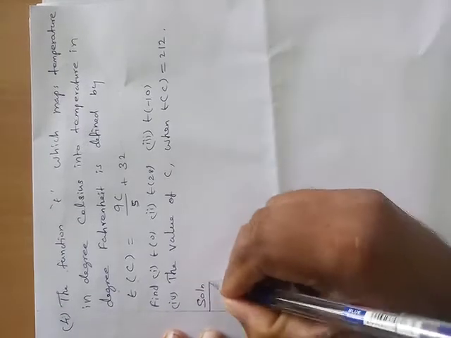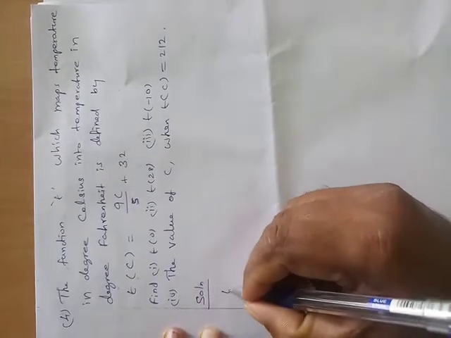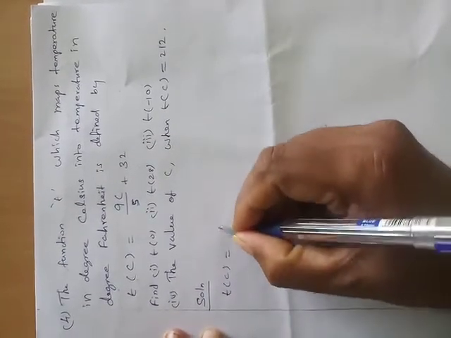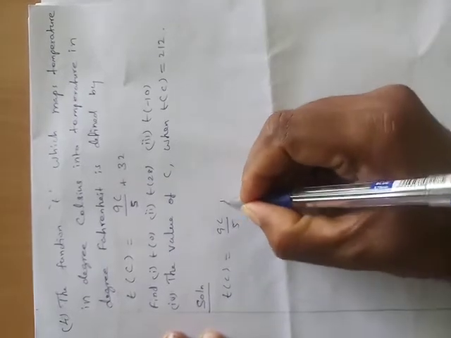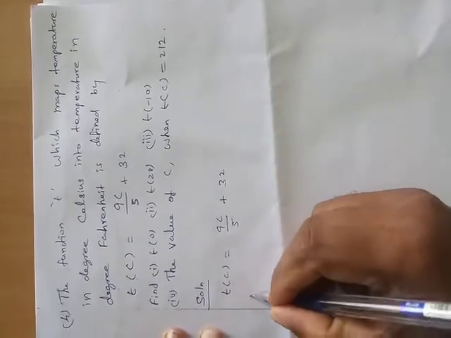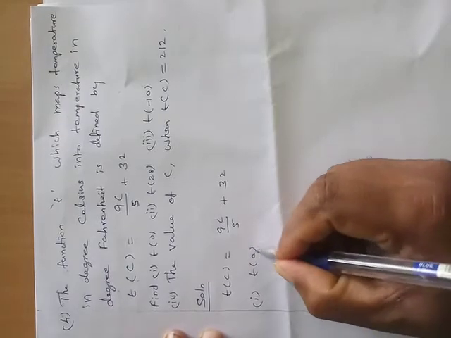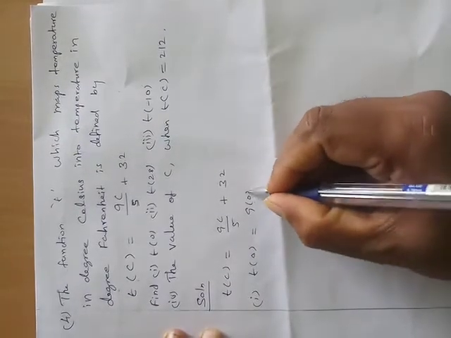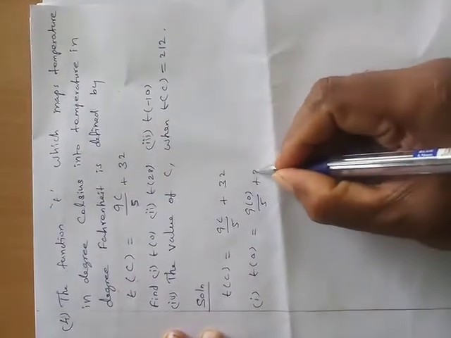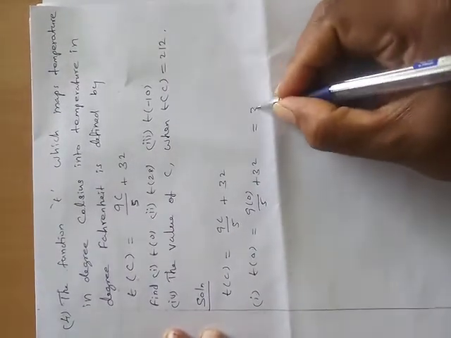Solution. First, t(c) = 9c/5 + 32. So the first problem, t(0) = 9 into 0 by 5 plus 32. This is equal to 32.